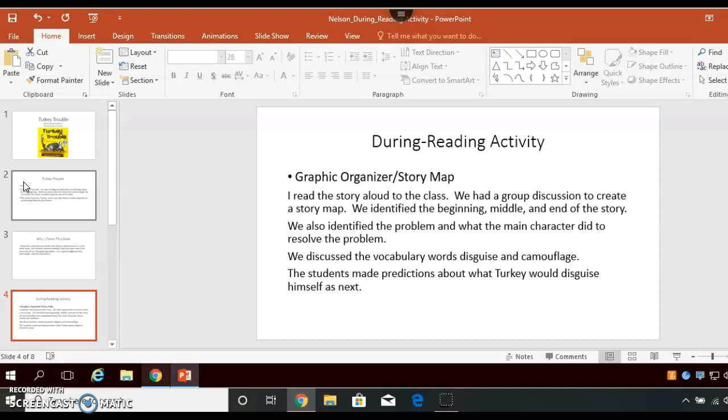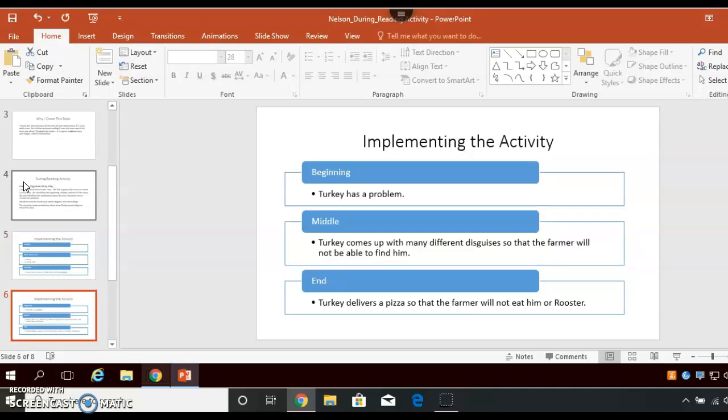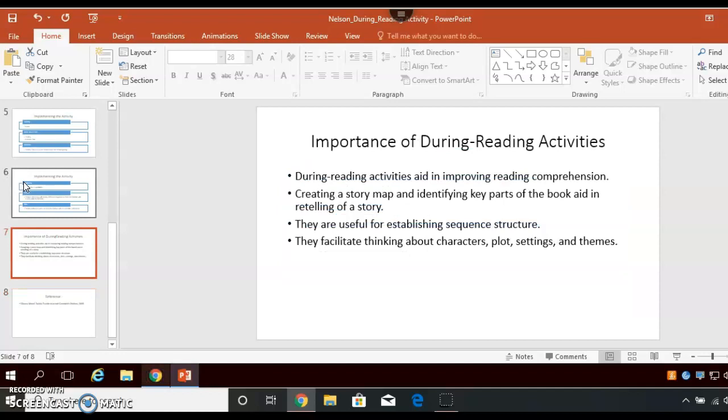We discussed the vocabulary words disguise and camouflage, and the students made predictions about what Turkey would disguise himself as next in the story. This is one example of a story map where we discuss the setting, the main characters, and the problem. And then this one is where we discussed what the beginning, middle, and end of the story were.